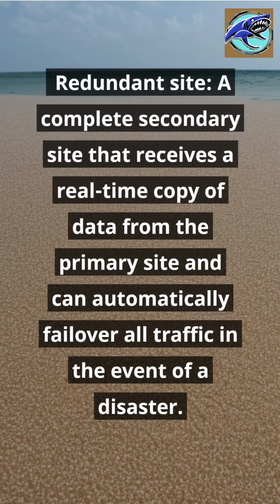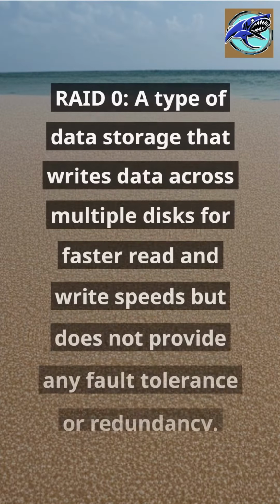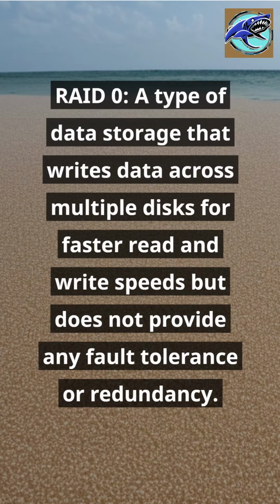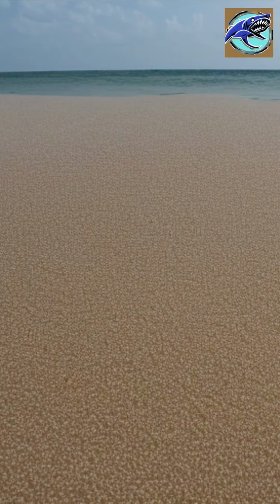Redundant site: a complete secondary site that receives the real-time copy of data from the primary site and can automatically failover all traffic in the event of a disaster. RAID 0: a type of data storage that writes data across multiple disks for faster read and write speeds but does not provide any fault tolerance or redundancy.